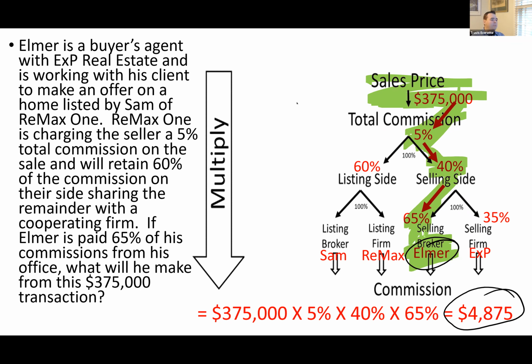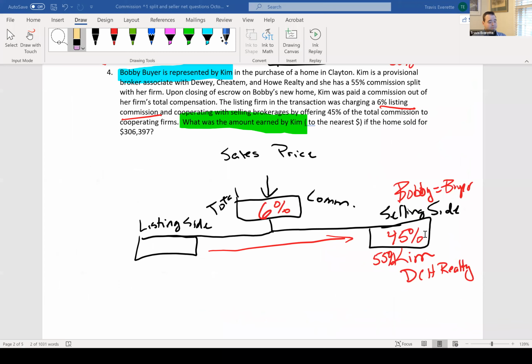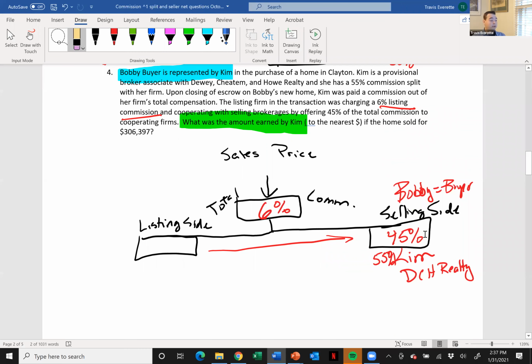I bet now we can go back and do that other question on the worksheet. I think we can handle that question now. Let's go back and look at it. I'm going to read it again because I need to remind myself. It's been a while since I looked at it. It says, Bobby Buyer is represented by Kim in the purchase of a home in Clayton.